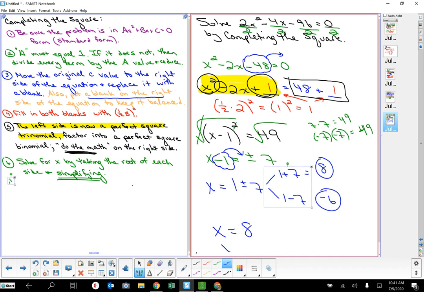Sorry. X equals negative 6. If you were to go and plug either one of these answers into the original equation, they would satisfy those equations. Okay? Now, these get more and more difficult when these are not whole numbers. If the root of 49, if this isn't a perfect square, these can get a little bit gross.